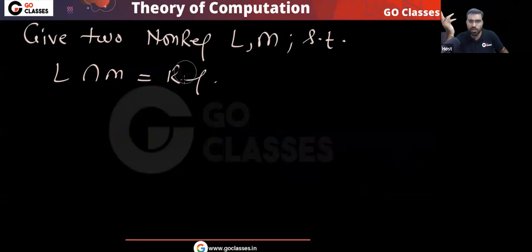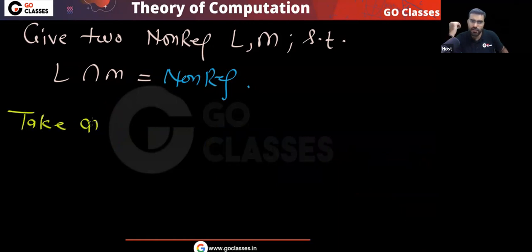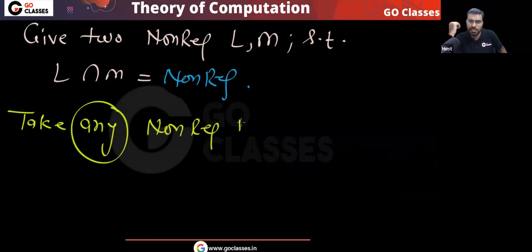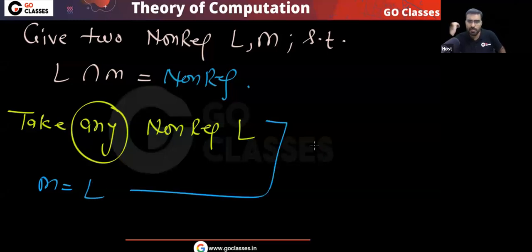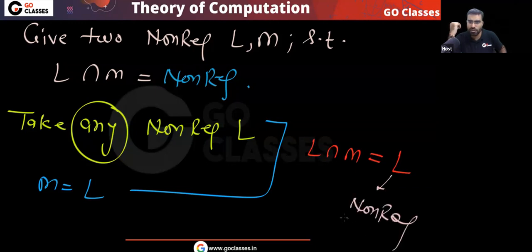Now give me two non-regular languages whose intersection is non-regular. The idea is quite simple. Take any non-regular language L, then take M equal to L. Now tell me, what is the intersection? The intersection will be L, which is non-regular.